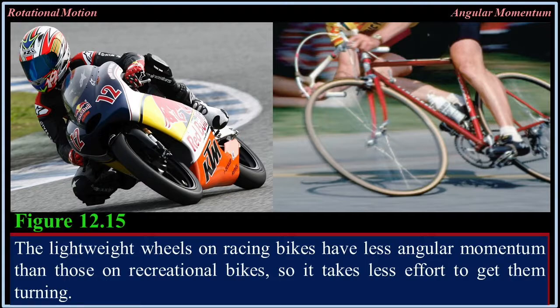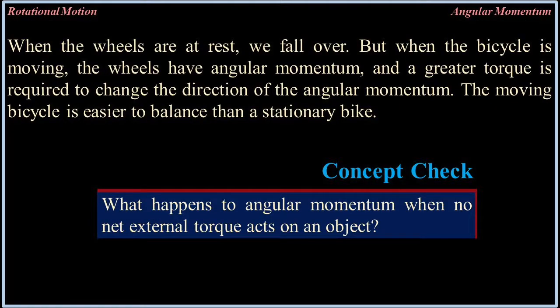Figure 12.15: the lightweight wheels on racing bikes have less angular momentum than those on recreational bikes, so it takes less effort to get them turning. When the wheels are at rest, we fall over. But when the bicycle is moving, the wheels have angular momentum, and a greater torque is required to change the direction of the angular momentum. The moving bicycle is easier to balance than a stationary bike. Concept check. What happens to angular momentum when no net external torque acts on an object?